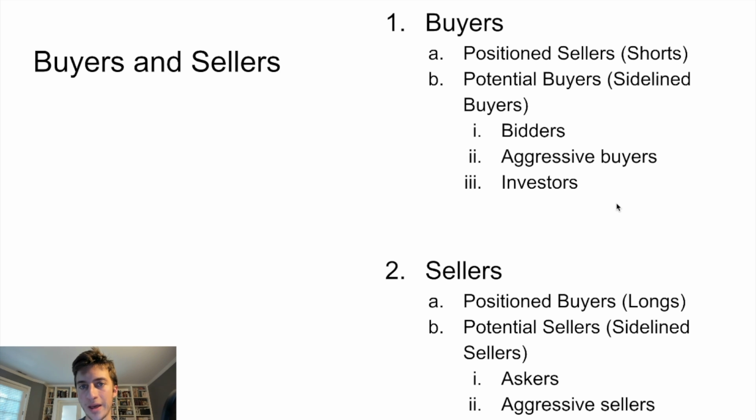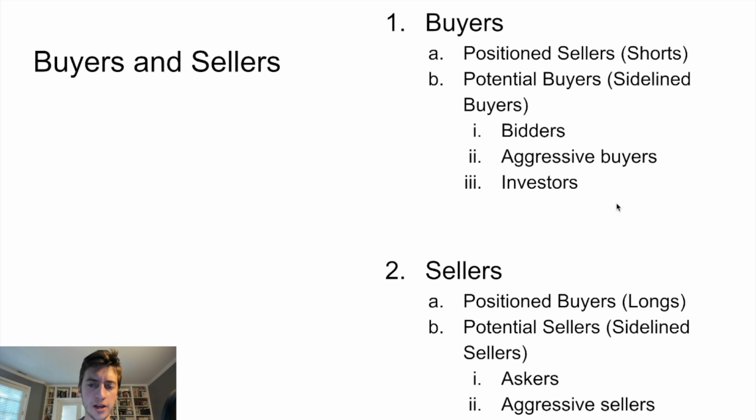And when they do buy back in, when a short converts either back into their initial capital or they flip their position into a long, they're going to be buying. So a position seller actually becomes a potential buyer. There are three different kinds of sidelined buyers as well.